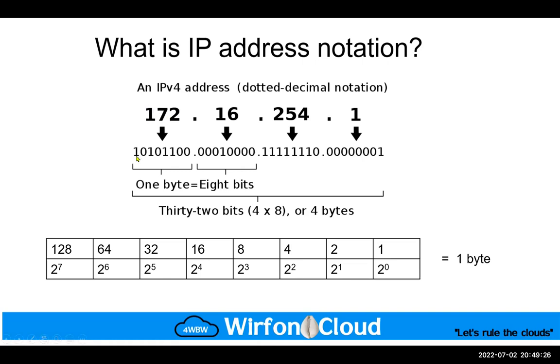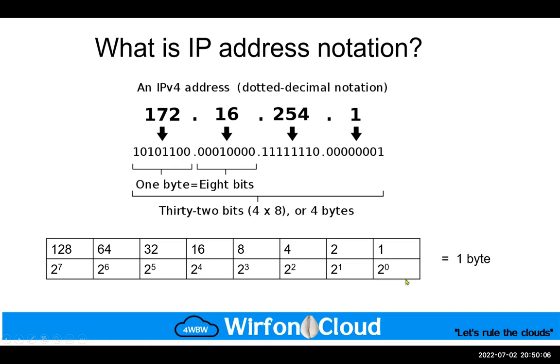Now, 172 in binary format is written as this. So you have 1010 1100. And similarly, they've written 16 in binary format, 254 in binary format, and 1 in binary format. So each octet here has 8 bits, and that corresponds to 1 byte. So we have 1 byte, which is equal to 8 bits, and we have all 4 octets, which gives us a total of 32 bits, which correspond to 4 bytes.